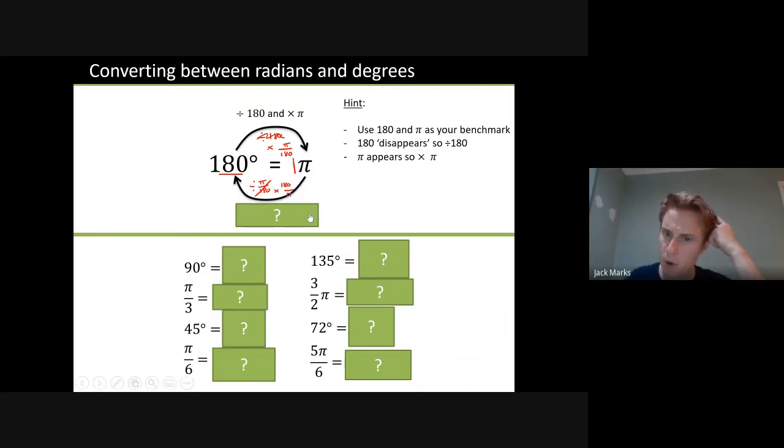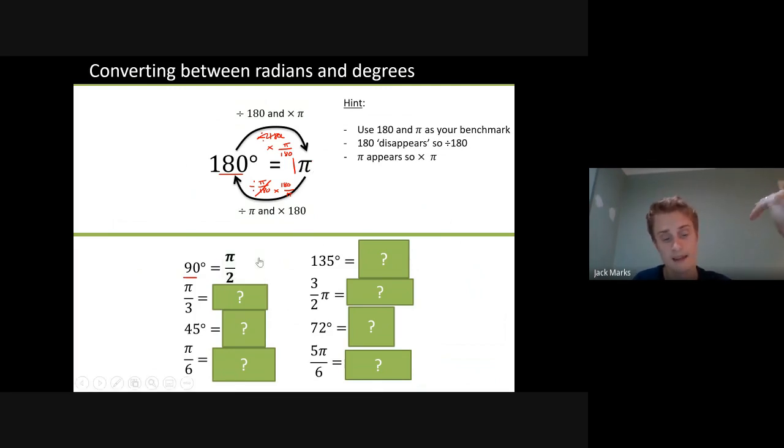Okay, in practice, you probably won't do this. What you will do is benchmark it to 180 degrees and pi. So what do I mean by that? If 180 is pi radians, well, half of that will be pi over 2 radians. And in reality, this is what you'll probably do. What about this? Pi over 3. Think of pi as being 180. The 180 is to be divided by 3, so it's 60.